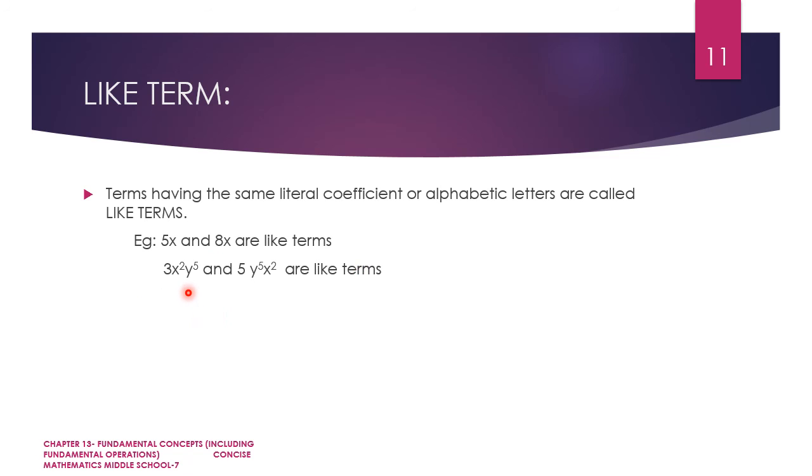See 3x square y to the power of 5 and 5y to the power of 5 x square. Here x square y to the power of 5 is the same in both. The variables are the same, so they are considered like terms. I hope you understood what a like term is.